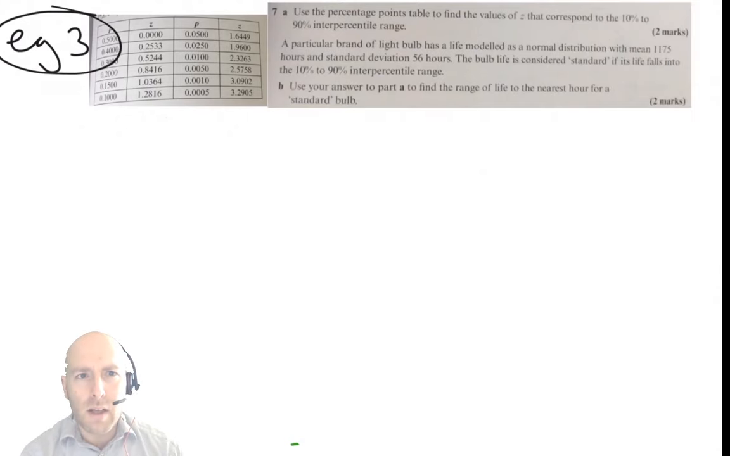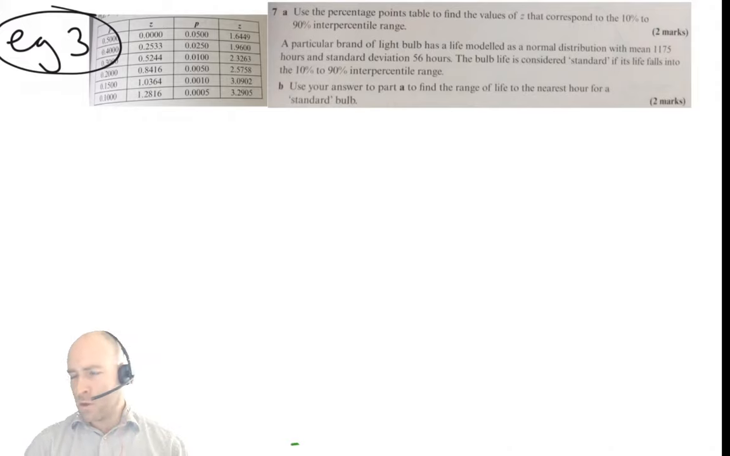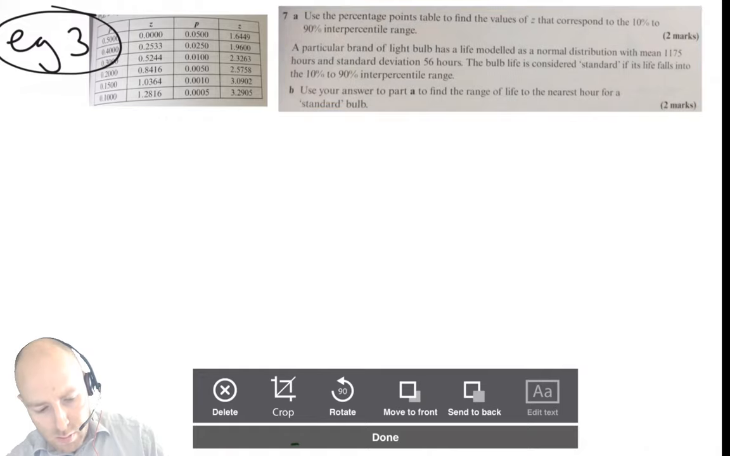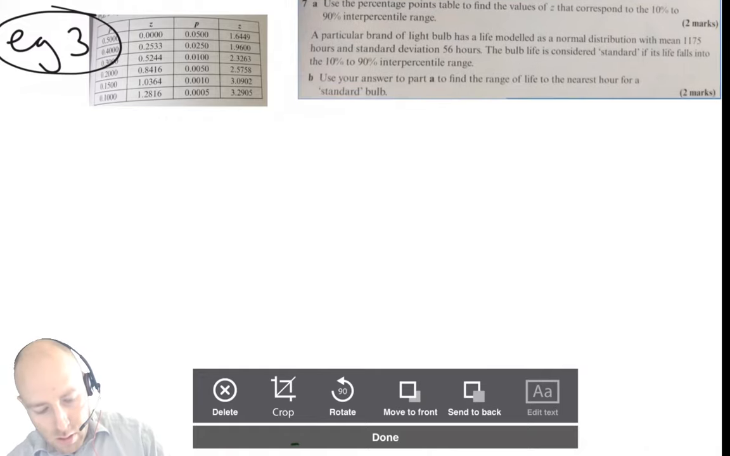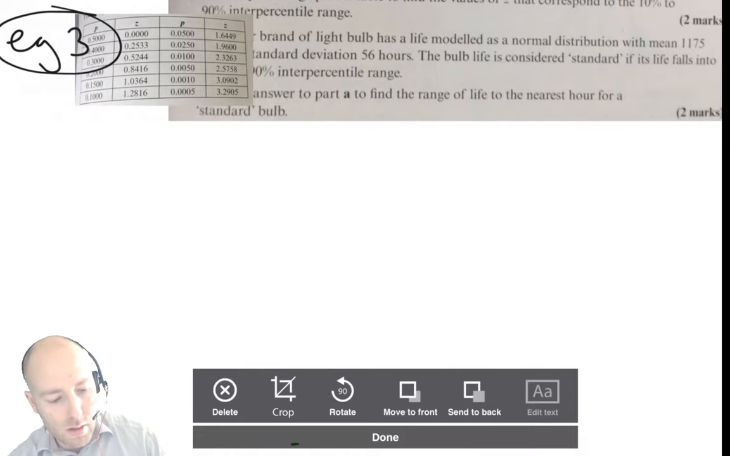So we've got this question about light bulbs. It's smaller, but I think the photo of the table looked a bit better. If you do want me to make it bigger, let me know, but you might be able to see that. Could you guys give this question a try? So once more, I will give you some time.